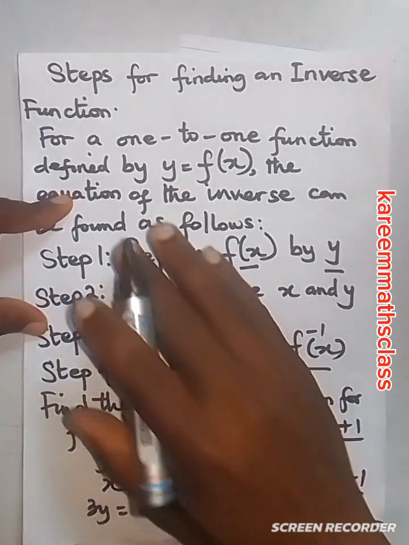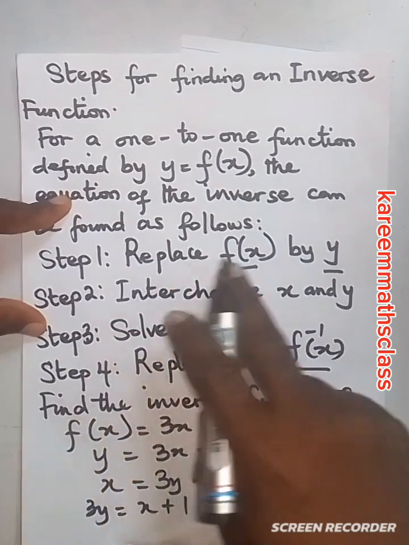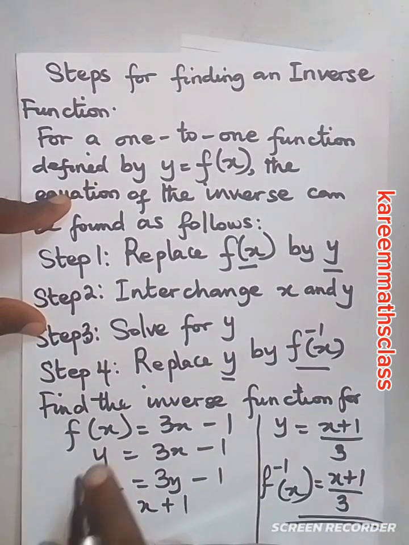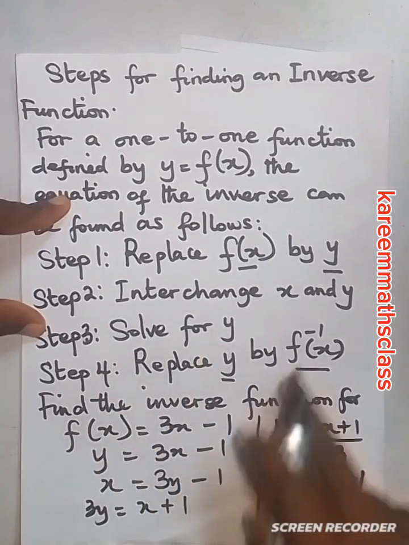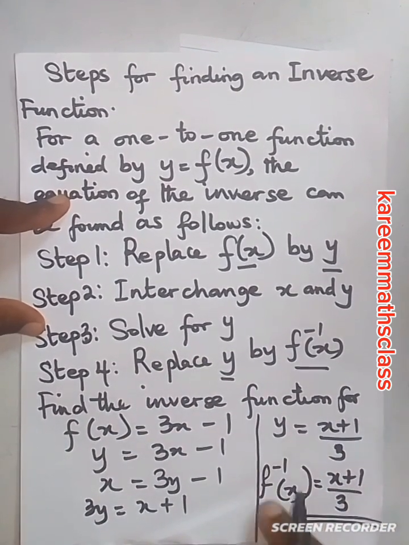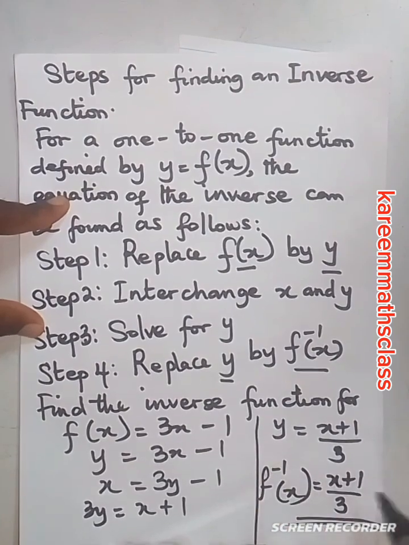So what we did there is we replaced f(x) by y. Then step 2, we interchange x and y, which we did here. Then step 3, we solve for y, which we did here. Then we replace y by f(x) raised to power minus 1.